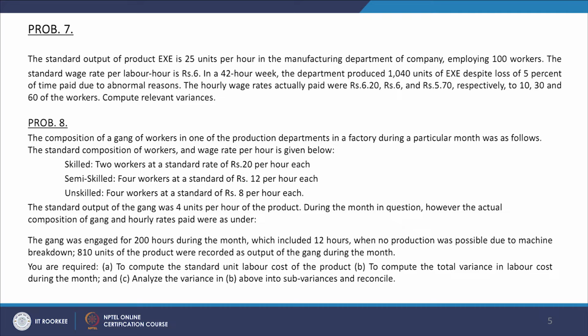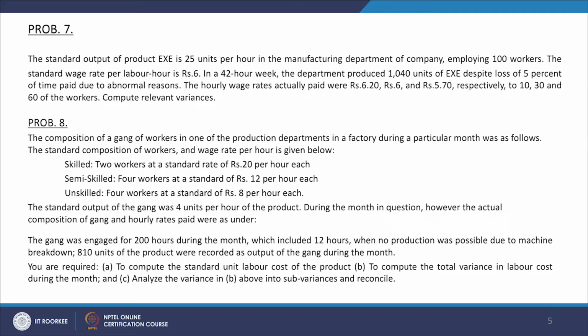So, what is the problem? The composition of a gang of workers in one of the production departments in a factory during a particular month was as follows. The standard composition of the workers and the wage rate per hour is given below. Skilled: we are given 2 workers at a standard rate of rupees 20 per hour each. Per worker is paid 20 rupees per hour. Semi skilled: 4 workers at a standard rate of 12 per hour each. Every semi skilled worker is paid 12 rupees per hour.